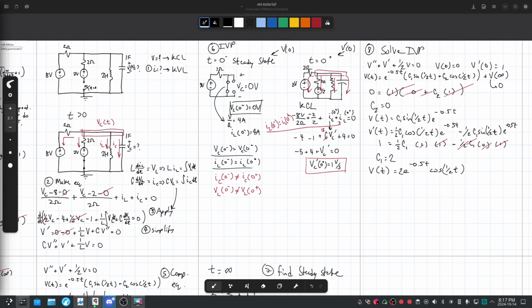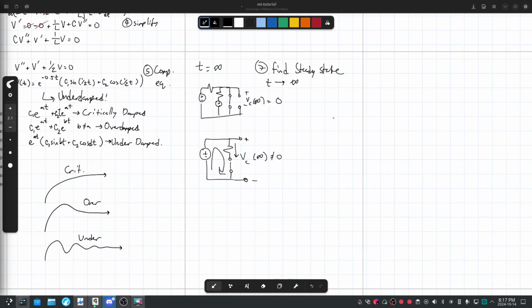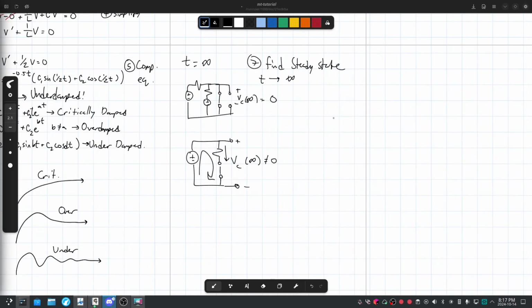So wait, when do we find V infinity? Just like I said here, it is steady state. If you have a voltage source in your final circuit, after t is equal to 0, you have to find the steady state voltage, or voltage infinity. Same thing.